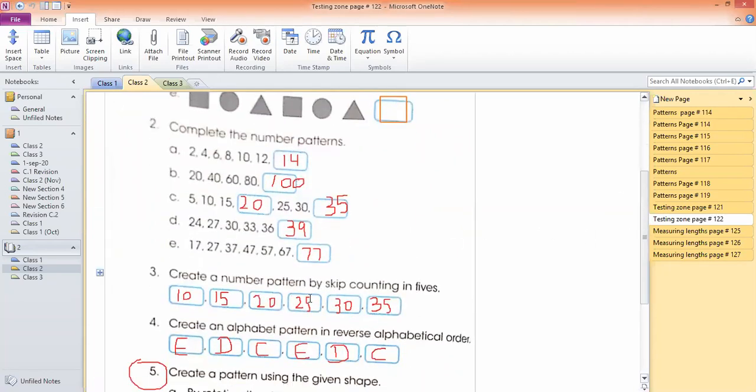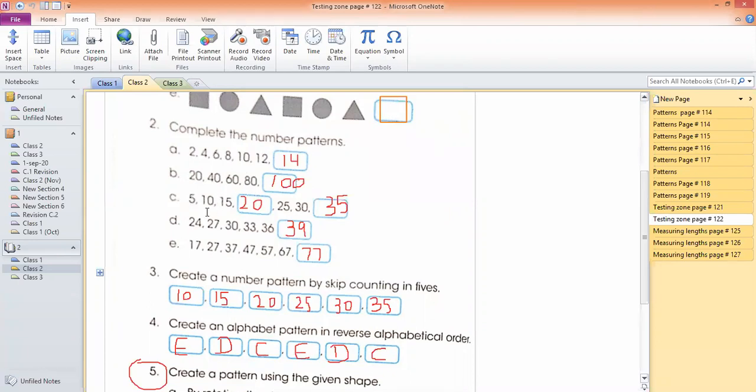Question number 2 was related to the pattern in the numbers. You check the pattern. This was about counting in twos: 2, 4, 6, 8, 10, 12. So you write 14. For B, you check the pattern. This was counting in 20s. 20 plus 20 equals 40, 40 plus 20 equals 60, 60 plus 20, 80, and 80 plus 20, 100. So you write here 100.